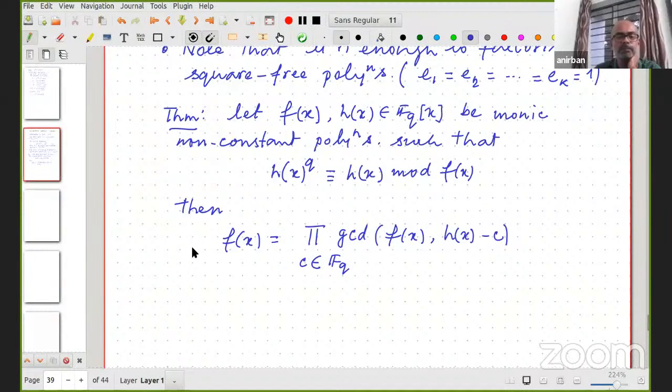If this holds, then f(x) is equal to a product of GCDs: the GCD of f(x) and h(x) minus c, where c is an element of the finite field. We subtract c from h(x), and the product runs over all elements c of the finite field Fq.